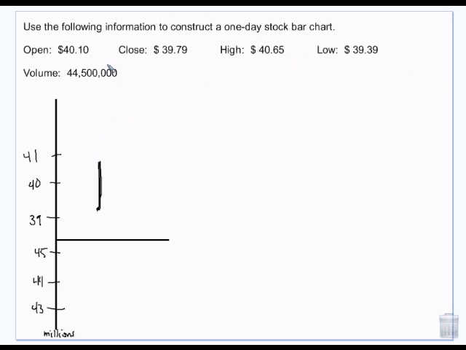Okay. Now, open is 40.10, so that's about like that. Close is 39.79, so that's maybe, what do you think there? Good? Okay, and then my 44.5 million, 44.5 is right here.